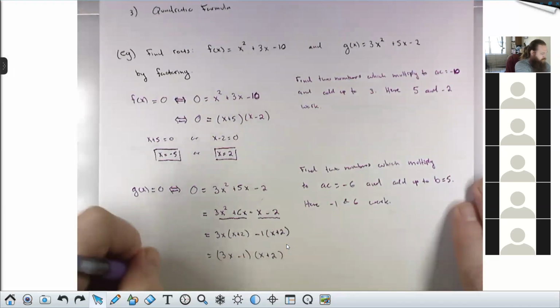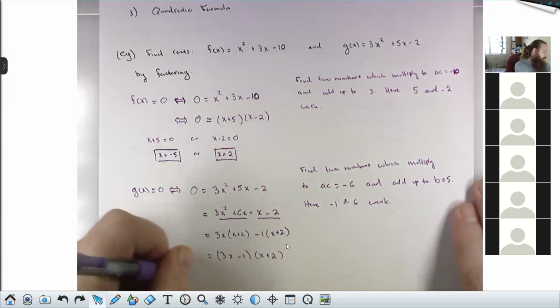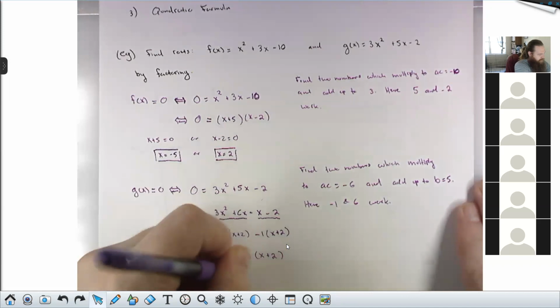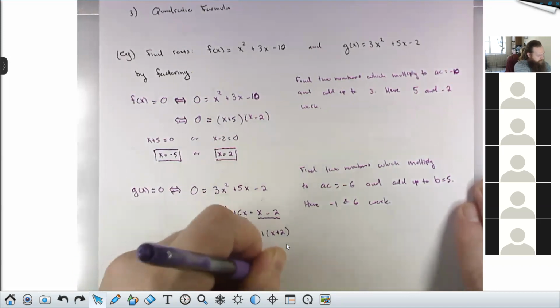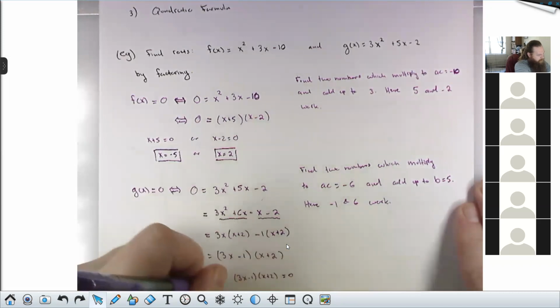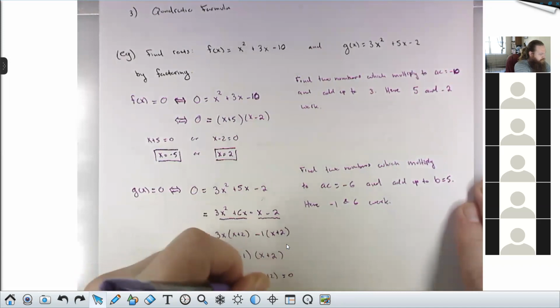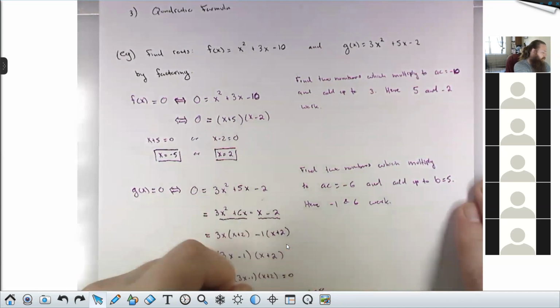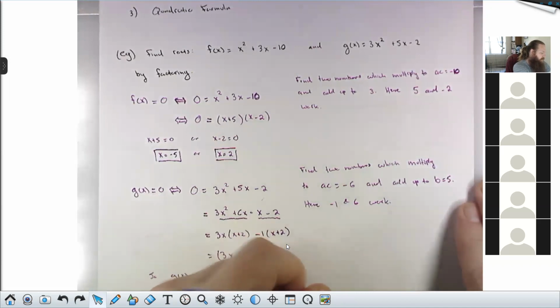So g of x is equal to 0 if and only if 3x minus 1 times x plus 2 is equal to 0. And that means that either 3x minus 1 equals 0 or x plus 2 equals 0. This would mean x is 1/3 or x is -2.